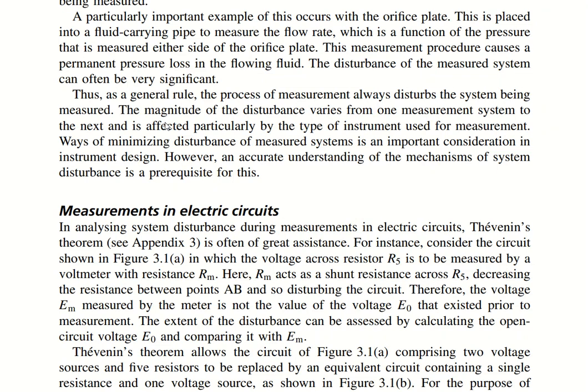The magnitude of the disturbance will vary from one measurement system to the next and will be affected particularly by the type of instrument which is used for that measurement purpose. So different ways of minimizing disturbance of the measured system is a very important consideration in instrument design, but an accurate understanding of the mechanism of system disturbance is a prerequisite for this.